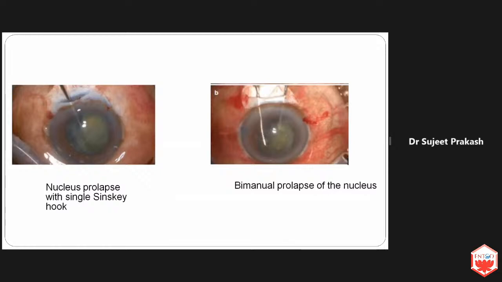So there is a picture depicting, on the left side, nucleus prolapse with a single Sinsky hook, and on the right side is bimanual prolapse. We can see two Sinsky hooks are used to prolapse the nucleus.